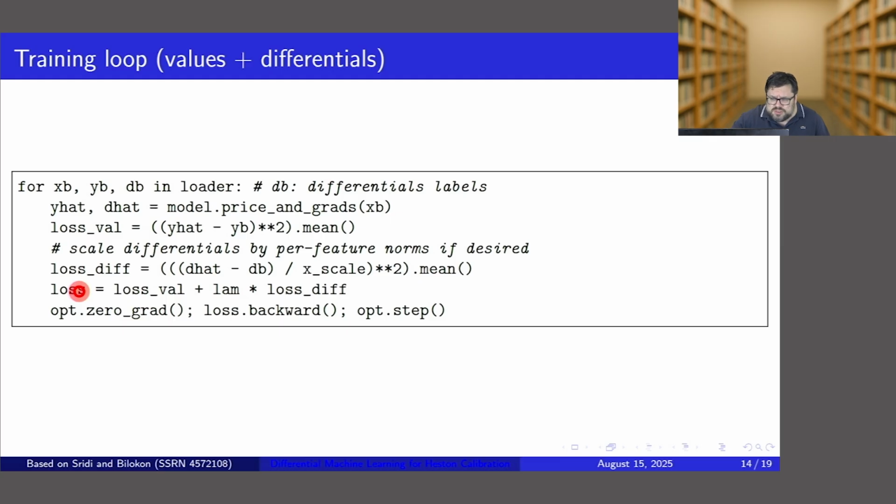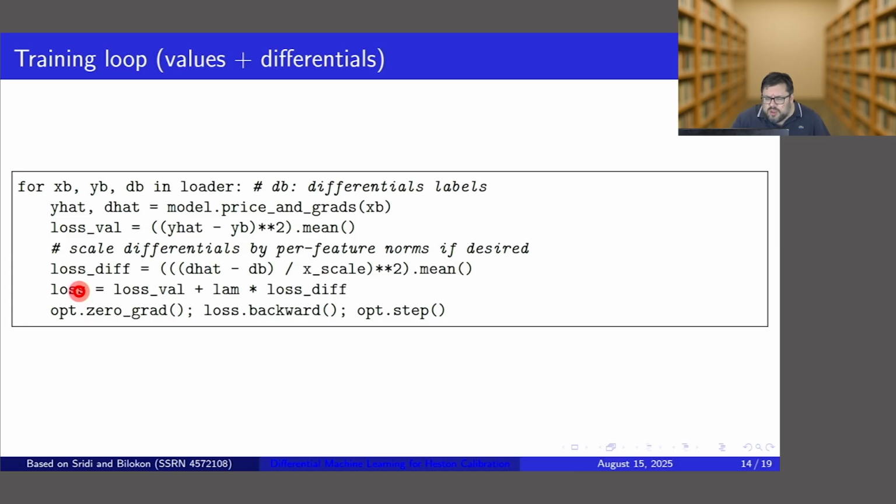So, some practical tips. Scale differentials by per feature norms if desired, so that a gradient discrepancy in one input dimension does not dominate the loss. Monitor both components of the loss separately in logs. Sometimes the value loss decreases while the gradient loss stalls, indicating learning imbalance. If the gradient loss dominates early in training, consider a warm start phase where lambda is small, and then gradually increase it. A curriculum can help optimization.